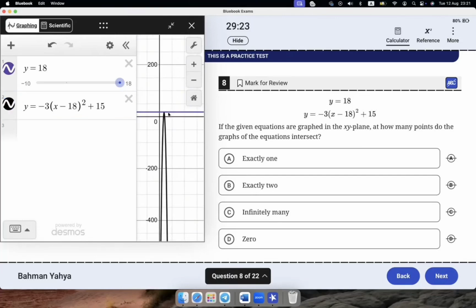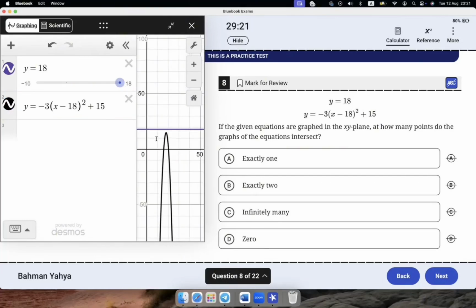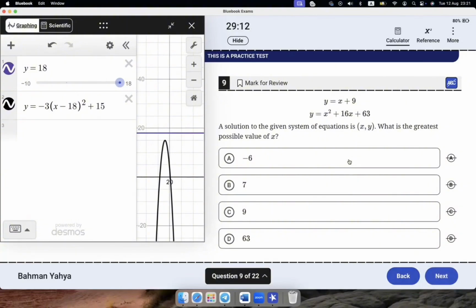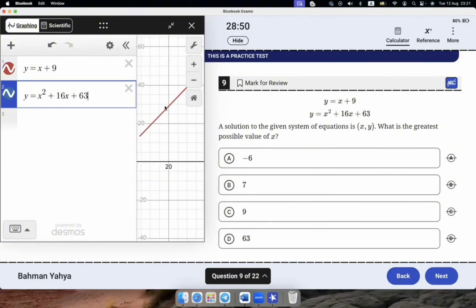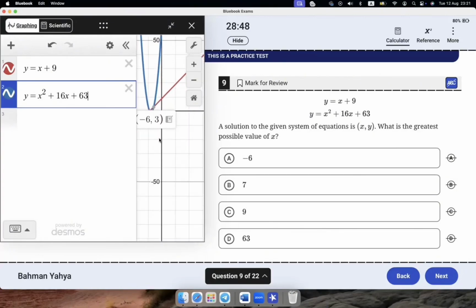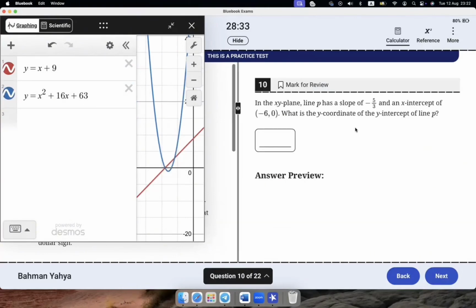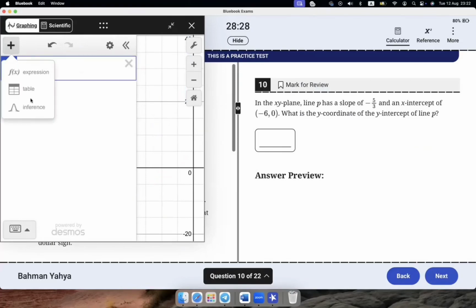What do you think? How many intersection points we have? I guess there is no intersection point, no solution. Again, we are given the system. What's the greatest possible value of x? Let's see. Oh, well, you see, there are 2 intersection points. One of them is this one, another one is this one. Which one is the greater? -6. In the xy plane, P has a slope, this one, and x-intercept, this one. Type it into the decimals.